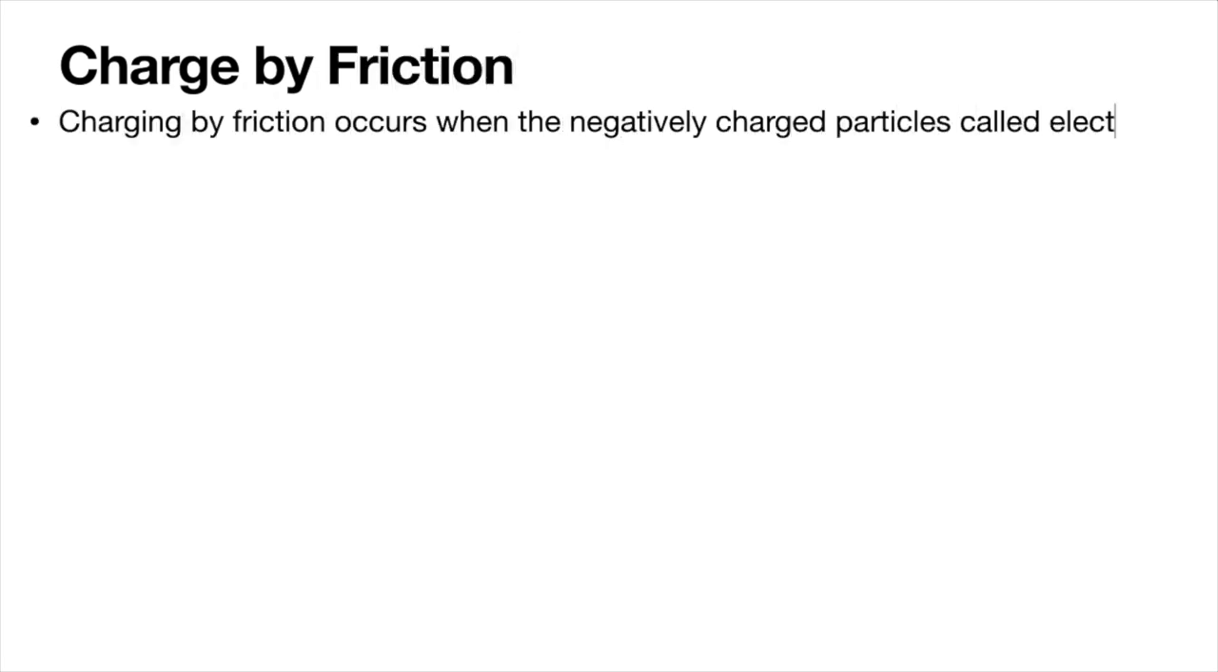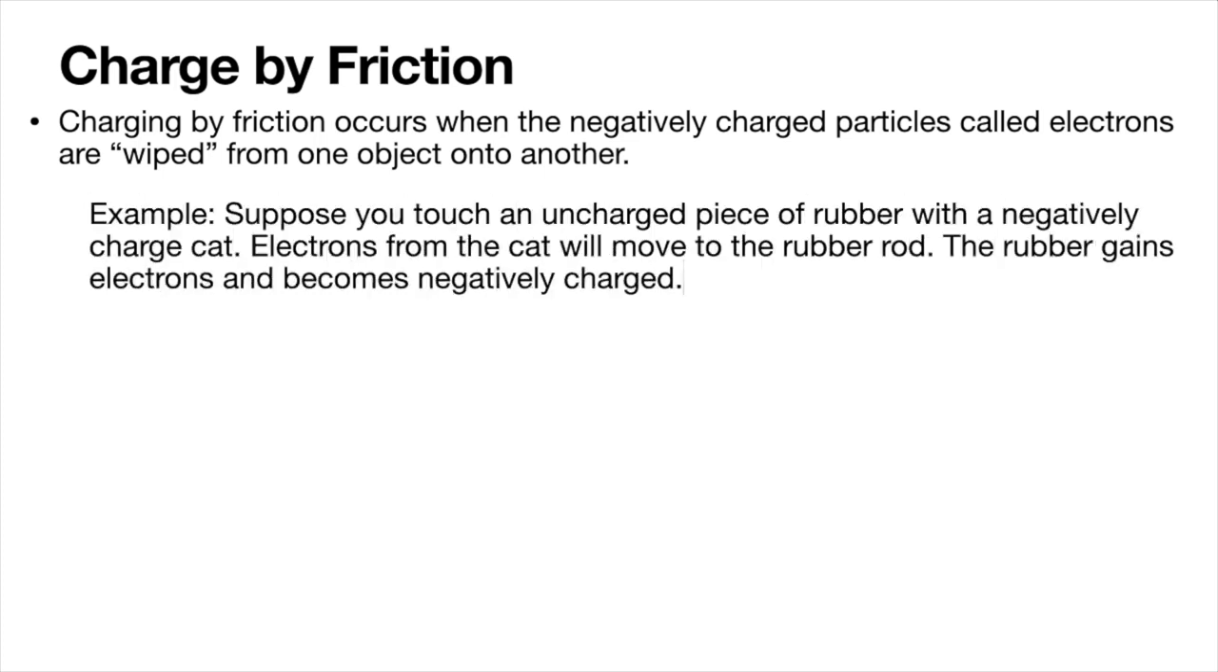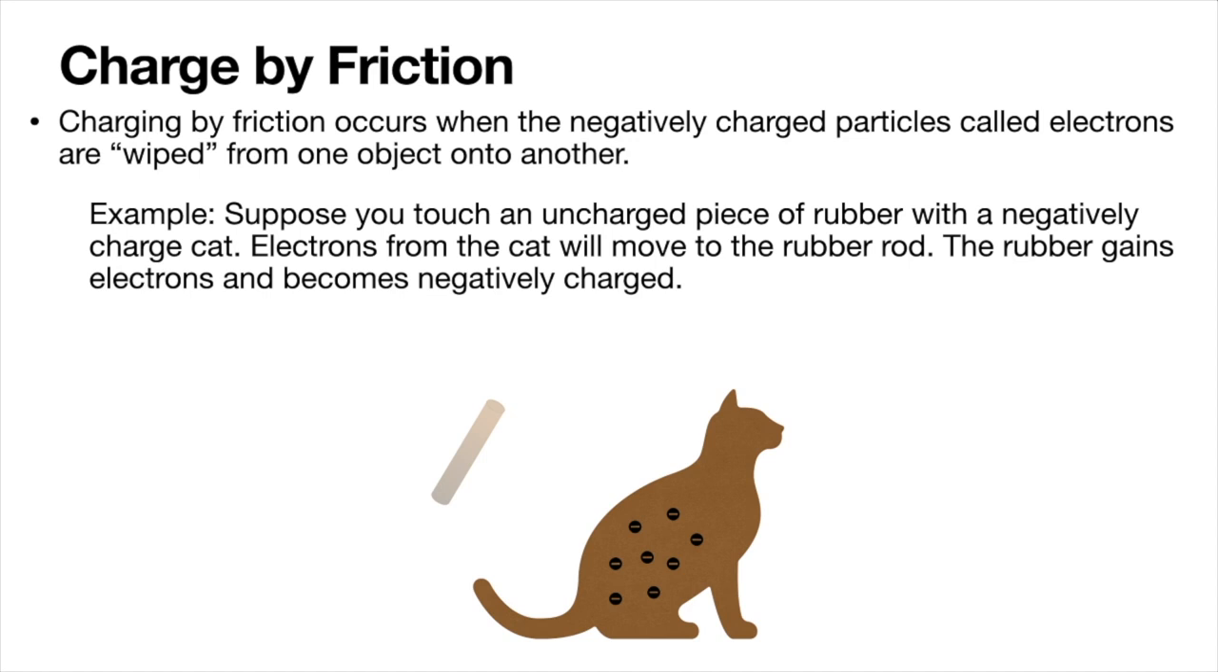Charge by friction. Charging by friction occurs when negatively charged particles called electrons are wiped from one object to another. Example: suppose you touch an uncharged piece of rubber with a negatively charged cat. Electrons from the cat will move to the rubber rod. The rubber gains electrons and becomes negatively charged.